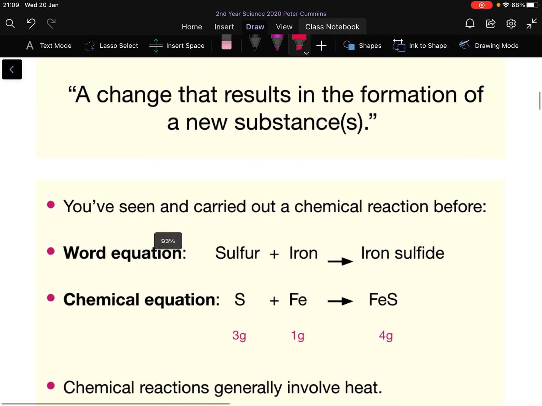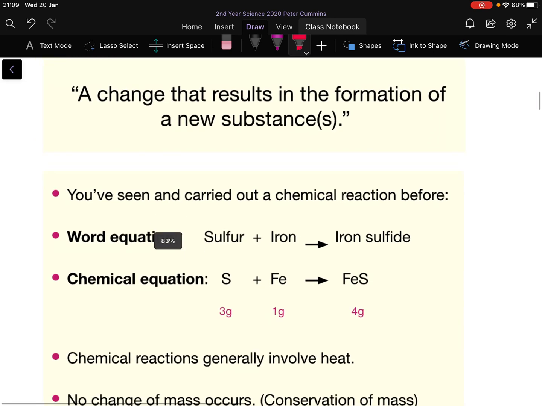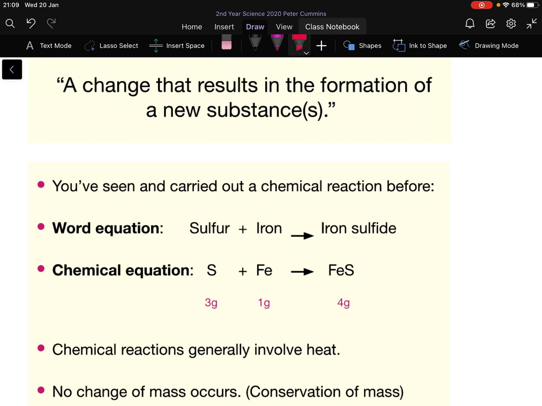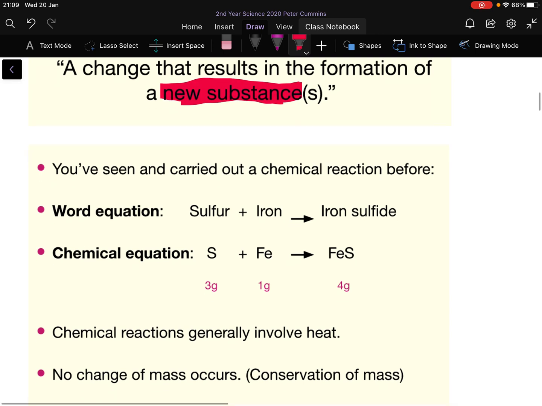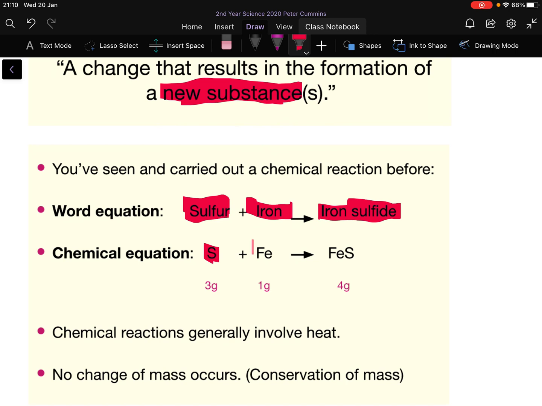Okay. A chemical reaction is a change that results in the formation of something new. So you're going to get something new when you perform a chemical reaction. If you get sulfur, a yellow powder, I have it in the press in the back, and I get iron filings. When I heat them up, I get iron sulfide. Don't worry about remembering the names, but the chemical equation for that: S is the chemical symbol for sulfur, Fe is the chemical symbol for iron, and FeS is the chemical symbol for iron sulfide.